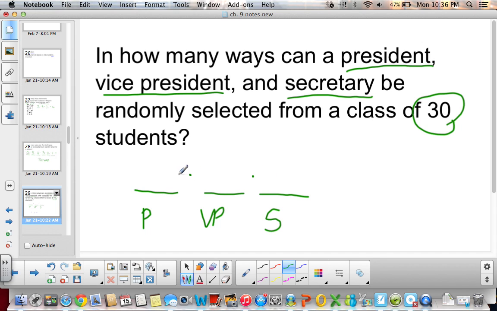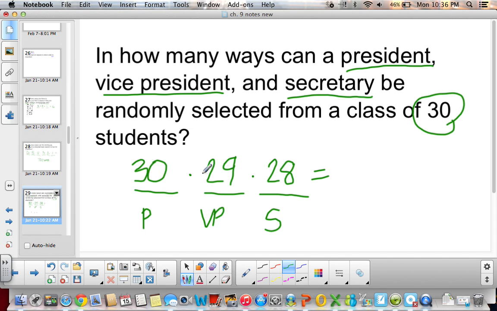Well, when we first pick a president, we are picking out of 30 students. So this first number we put here is going to be 30 because we can pick one person out of the 30 kids in the class. Whoever the president is is taken away from our total amount of students. So then the vice president is picked out of 29 students. And then the secretary, which I'm sure you're guessing, is going to be picked out of 28 students.